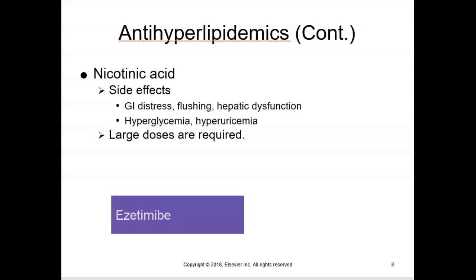Ezetimibe is your prototype cholesterol absorption inhibitor. It acts on the cells in the small intestine to inhibit cholesterol absorption. It decreases cholesterol from dietary absorption, reduces serum cholesterol, LDLs, and triglycerides. Ezetimibe causes only a small increase in HDL. It must be combined with a statin for optimum effect.